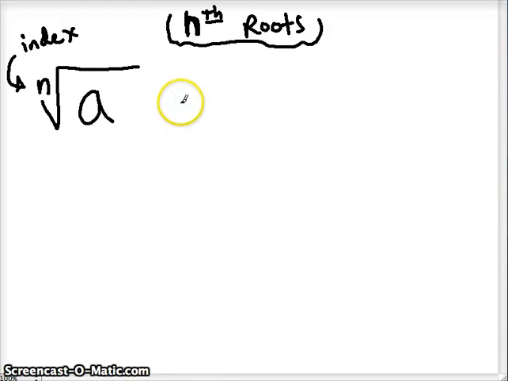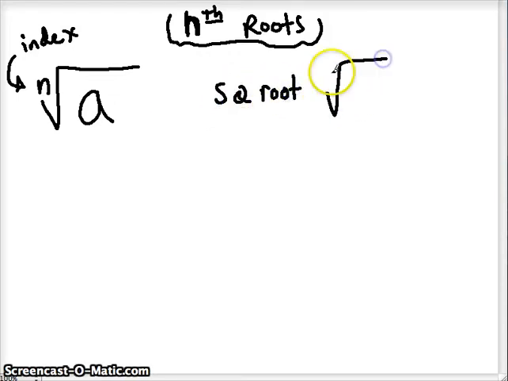So if we have a square root, normally you don't see that index. It's kind of an implied 2 there. You don't normally see it, so if it's not there, it's just implied that it's a square root. So that would be what a square root should look like if we included the index. And so we would say the square root of 9 is 3.